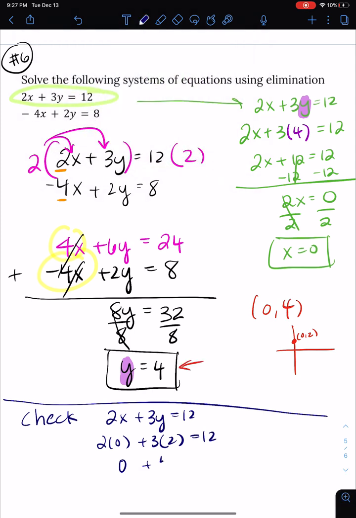Whoops. Okay, so 3 times 4. 3 times 4 is 12, and we get that 12 is equal to 12. I knew I was wrong because here I was going to get 6 is equal to 12. But I knew that that was the correct answer. So we see that our solution of 0, 4 holds true, not 0, 2, 0, 4.